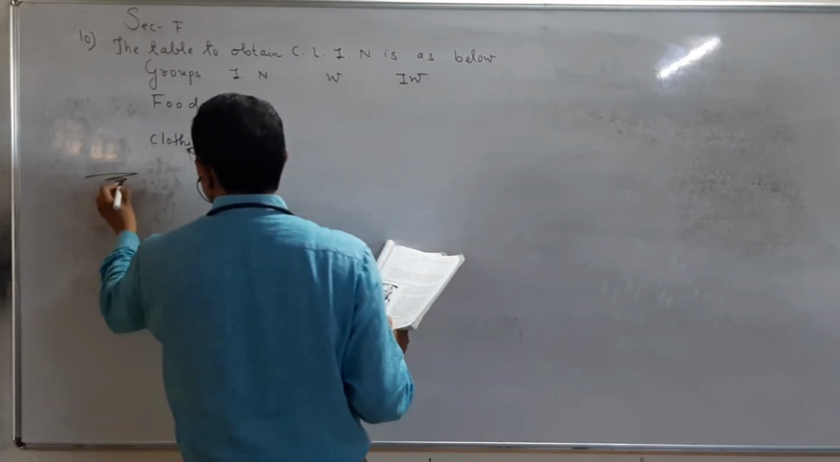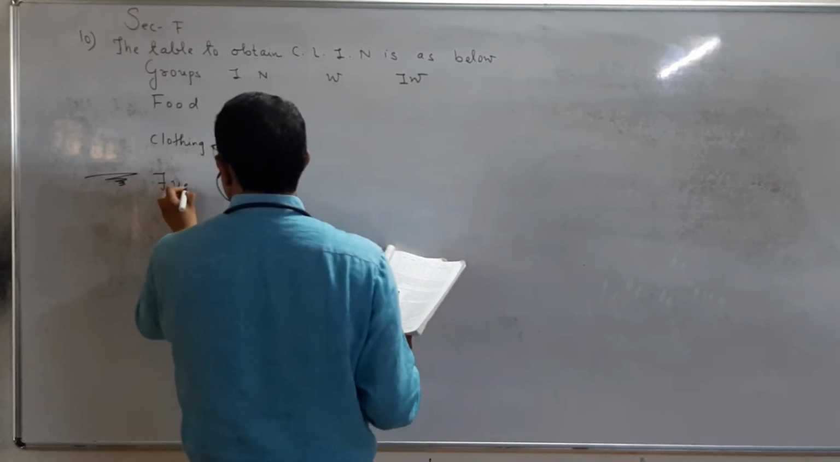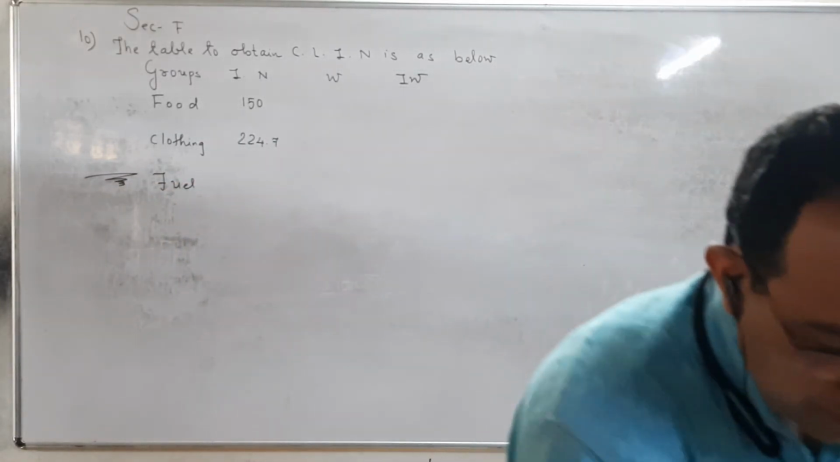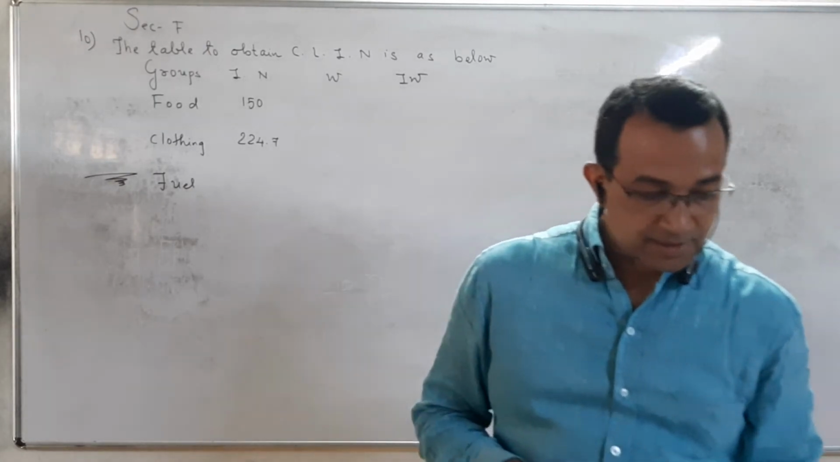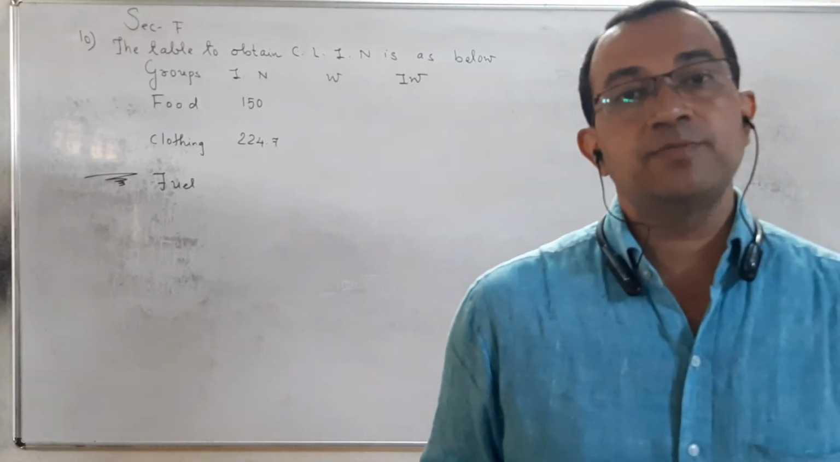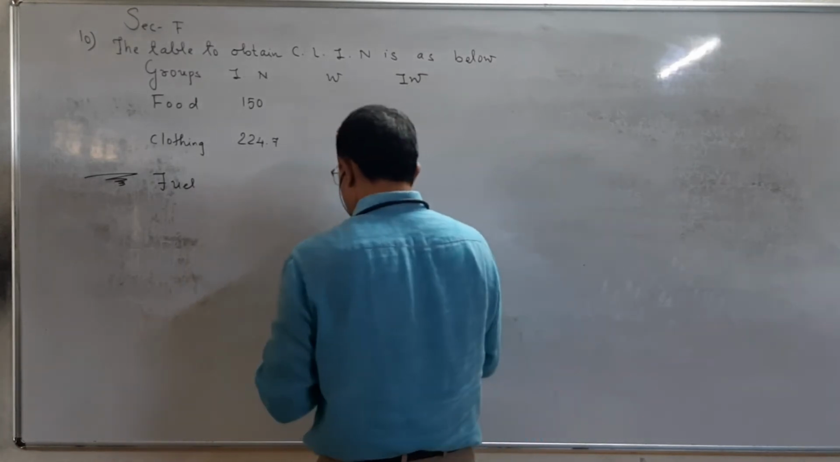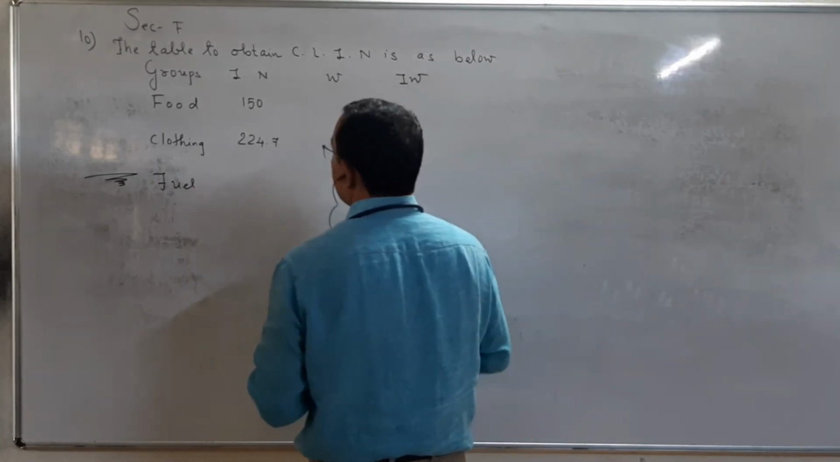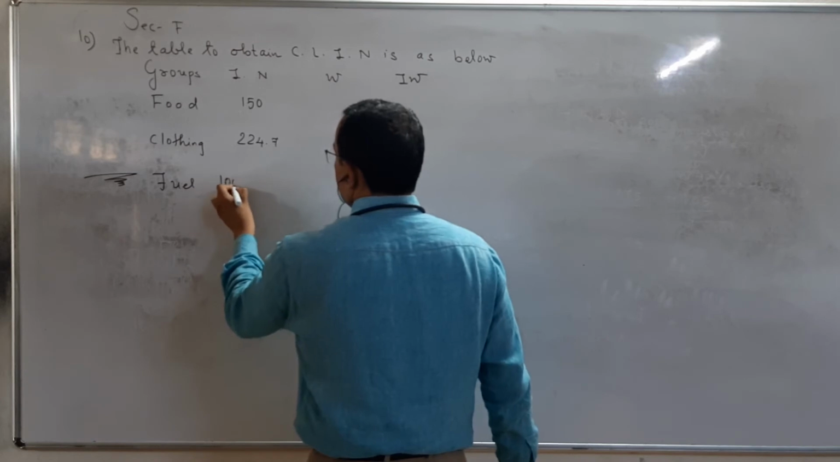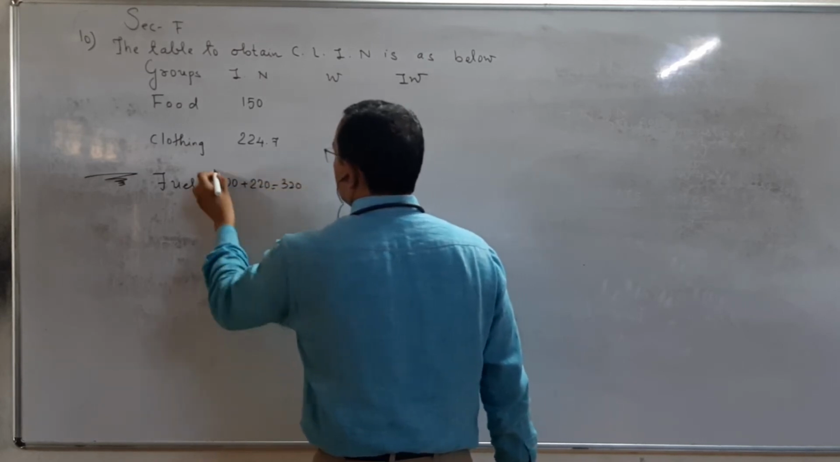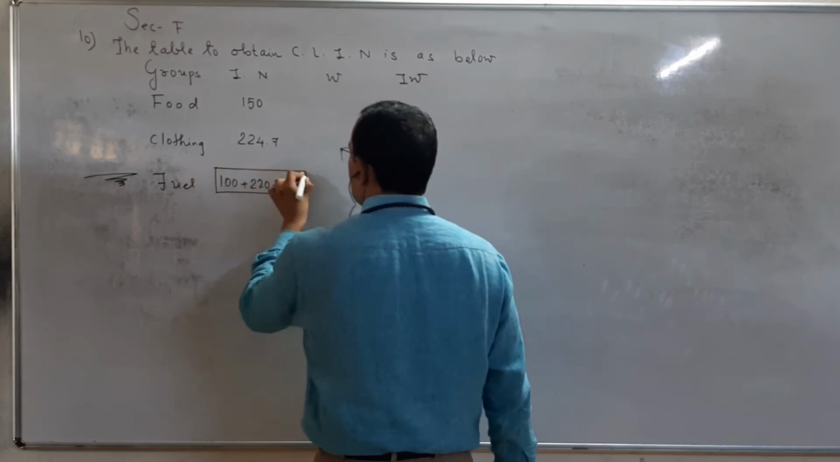Now pay attention. The third group is fuel. Now, price of fuel has increased by 220%. It means the index number for fuel will be basic index number plus increment. So 100 plus 220, and this works out to be 320. Understand?